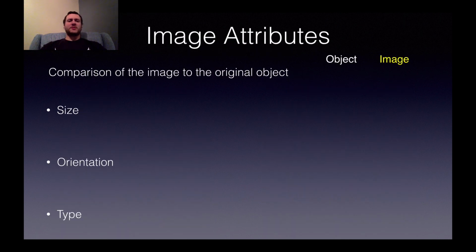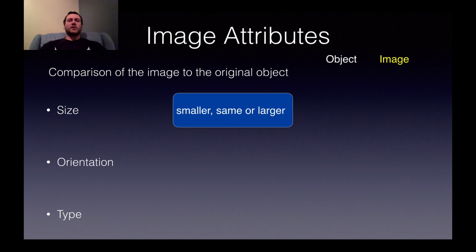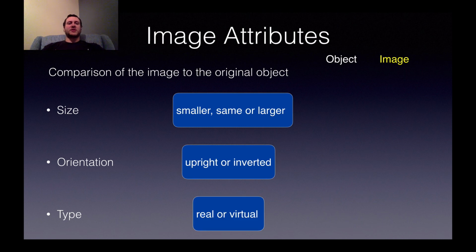Now we get a bunch of image attributes. So light reflects. Well, what can it do? What kind of things can we see? Well, we can compare the image that we see back to the original object in terms of size, orientation, and type. And when we talk about the size, an image can either be smaller, the same size, or larger than the original object. Those are really your three options.